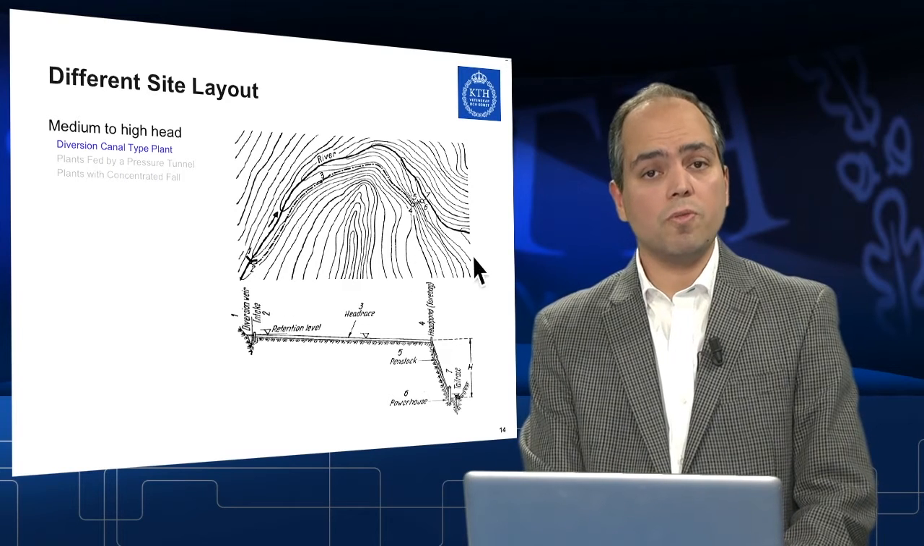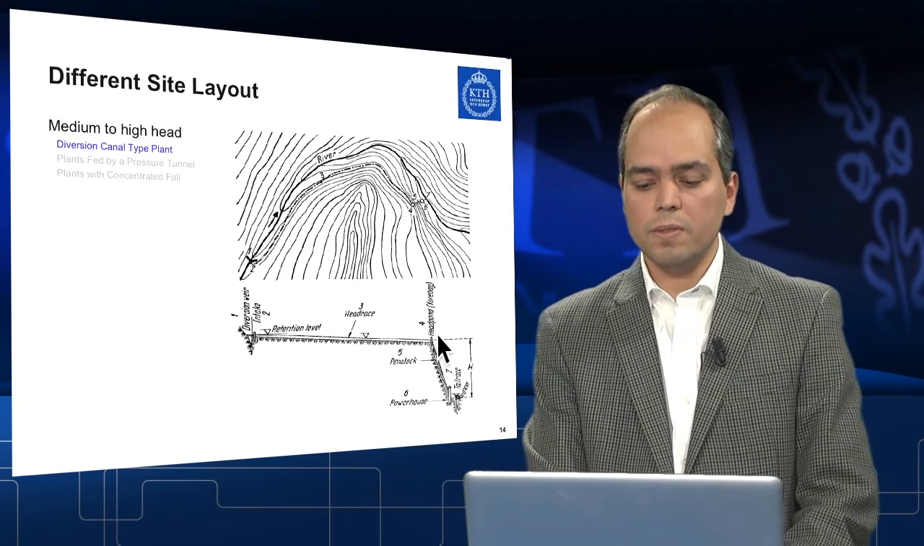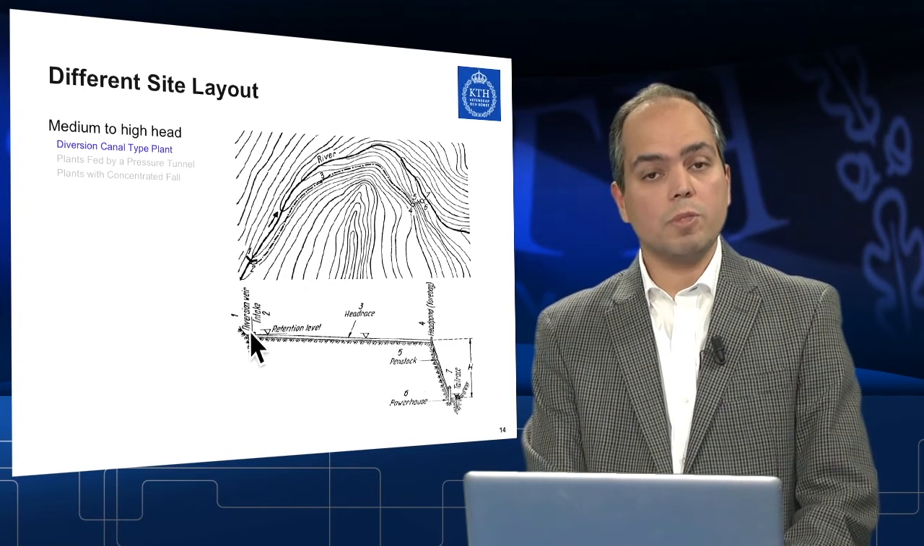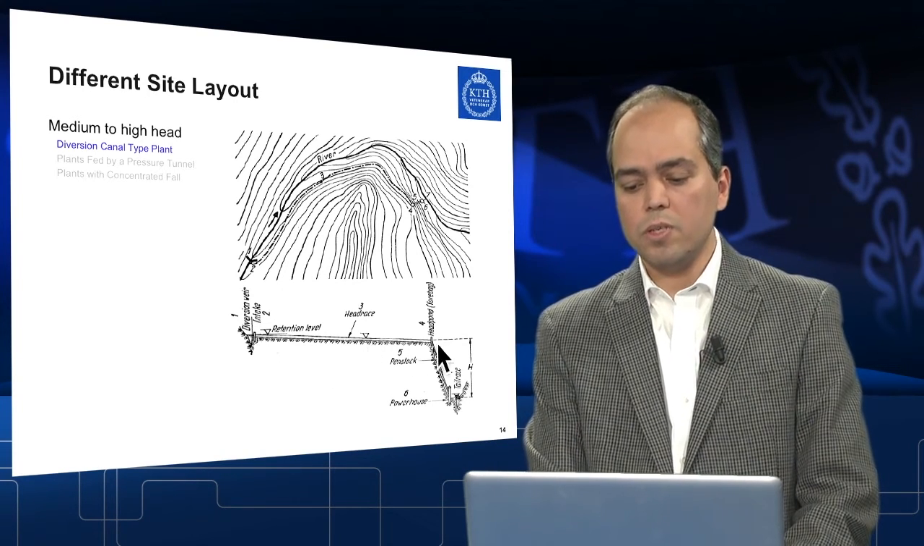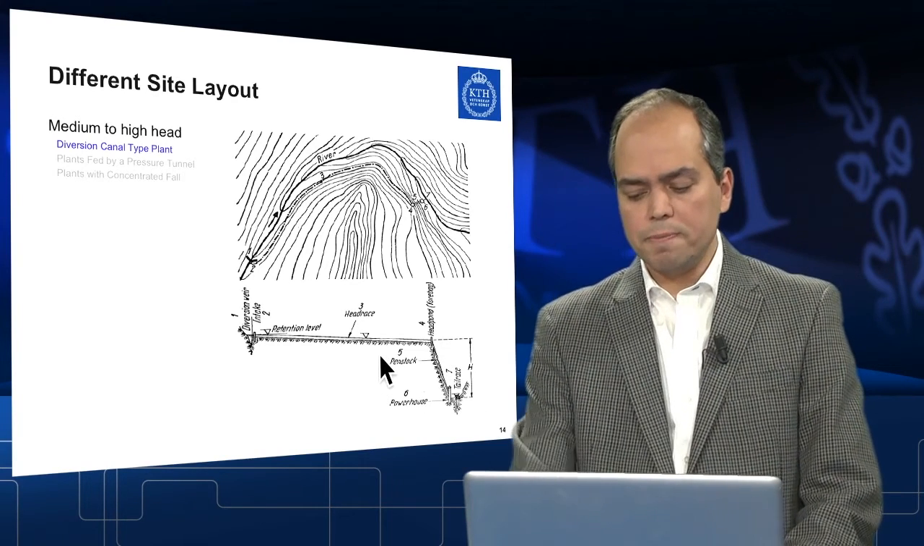This shows the profile of the same system. So this shows the diversion channel. And then here, water comes by gravity through this channel toward the power station. Toward the turbine.